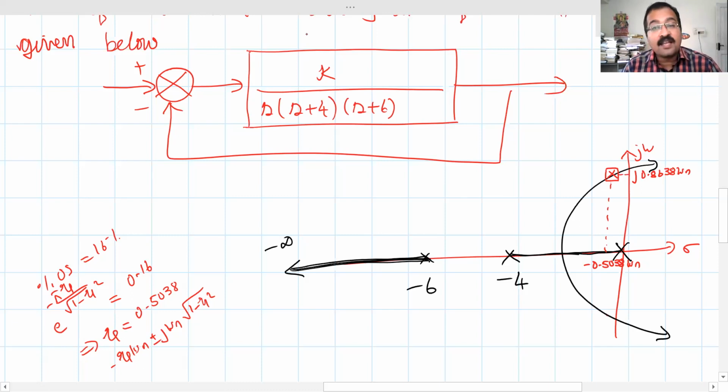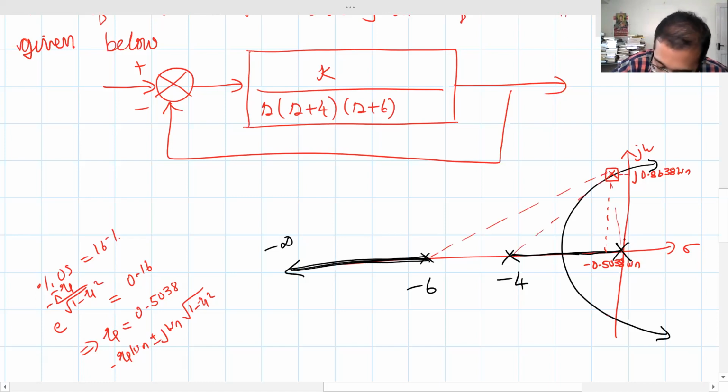And then we can apply the given conditions. So how can you find omega n? You see, this is a dominant closed loop pole, and it is on the root locus. What's the condition? Any point is on the root locus only if the net angle at that point is plus or minus 180 degrees. So you calculate that. You join all the open loop poles with that particular dominant pole.